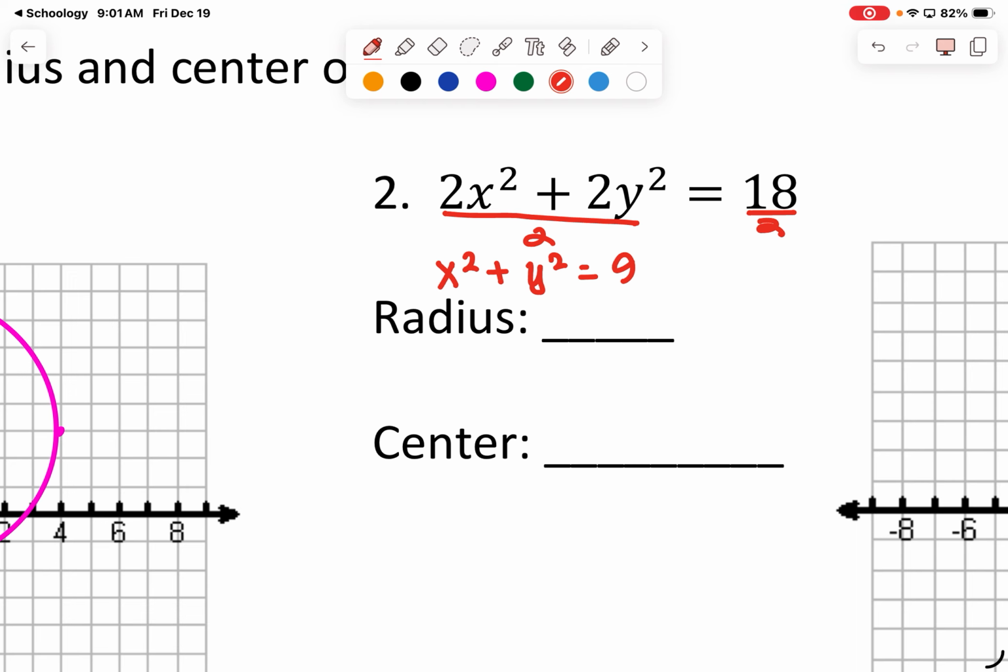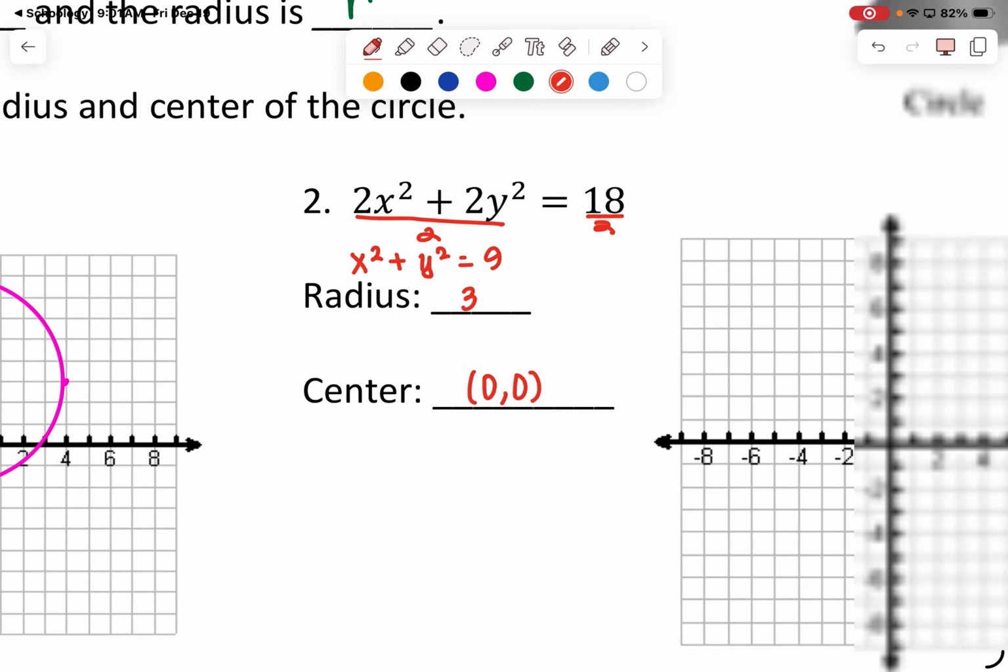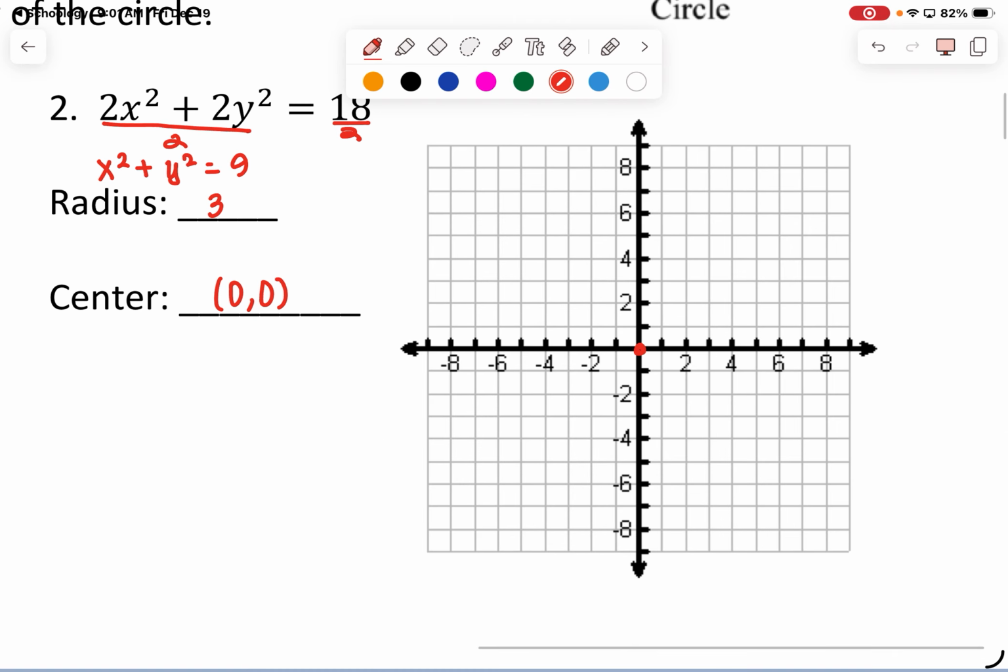All right, so you can see our center is, nothing is subtracted off of x, nothing is subtracted off of y, so 0, 0. And our radius is 3, because r squared is 9. So once again, graphing, 0, 0 is our center, 3 to the right of that, 3 to the left of that, 3 above, 3 down. Connect those 4 points to make your circle. Oh my goodness, that is gorgeous.